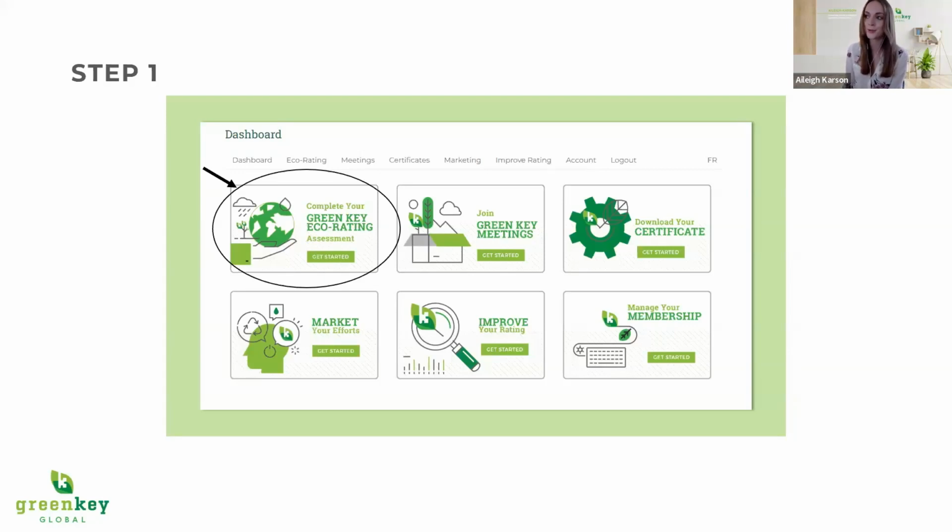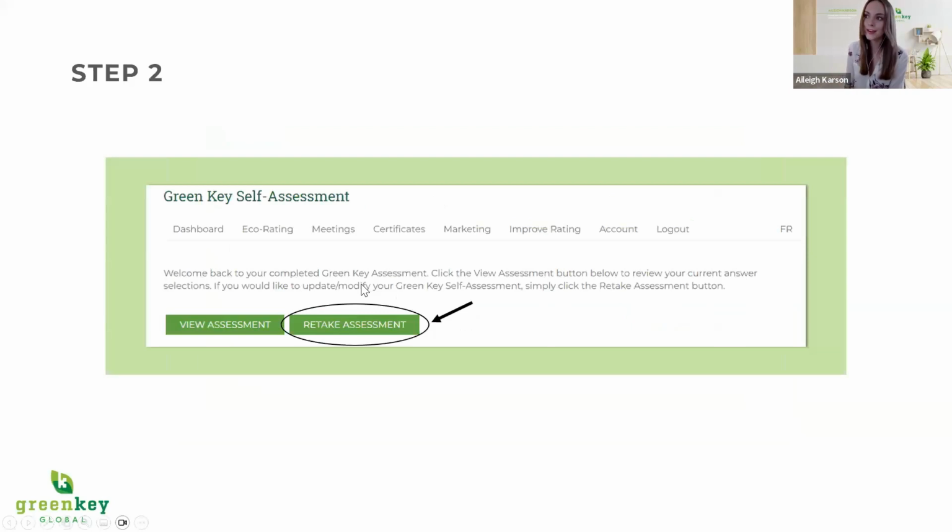And once you're on the dashboard, you will see this here that says complete your Green Key Eco Rating assessment, and you just click get started. Sorry, it's not clicking. So from there, you'll get two options if you've already taken the assessment before. If not, you'll already be prompted to start filling out the assessment. But if you've done it before and you need to upgrade to the new version, you'll see view assessment and retake assessment. From there, you just click retake assessment.